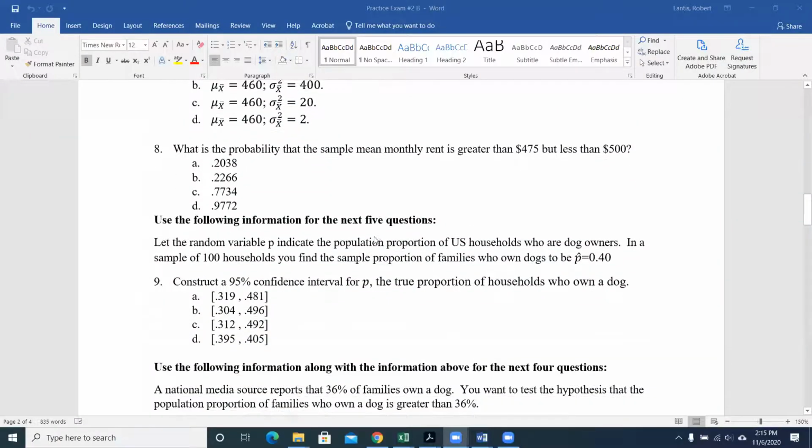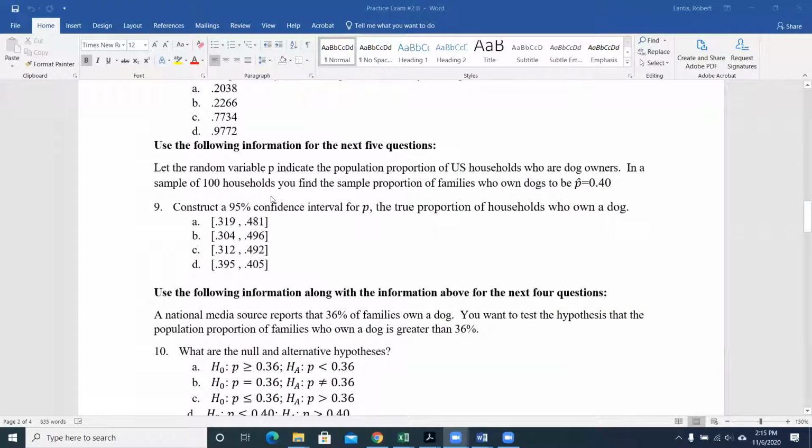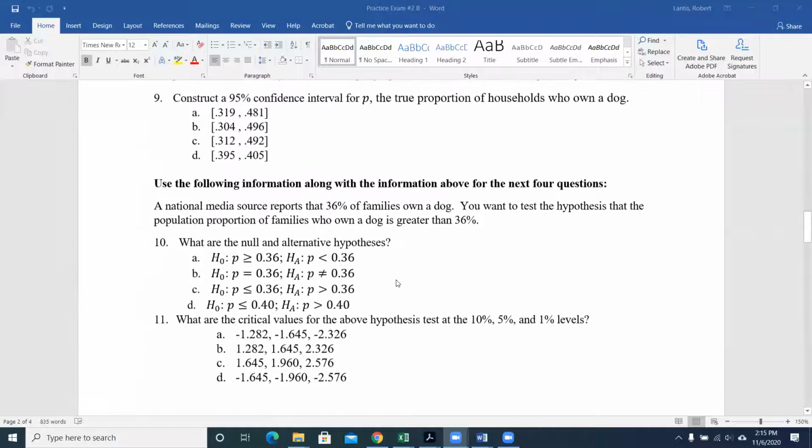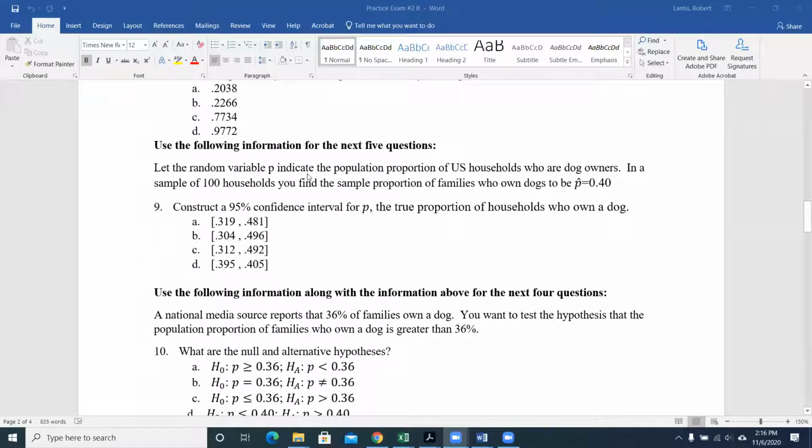All right, so let's work through a confidence interval and then some hypothesis testing stuff here. So let the random variable P represent the population proportion of US households who are dog owners. In a sample of 100 homes, you find that the sample proportion of people who own a dog is 0.4. So let's say we want to build a confidence interval for this sample proportion.